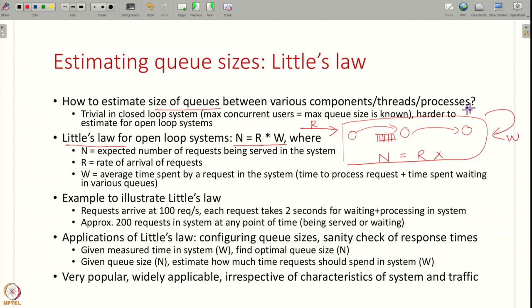If every request spends on average W amount of time in the system, and the requests arrive at the rate of R into your system, then the number of requests in your system at any point of time is R into W.